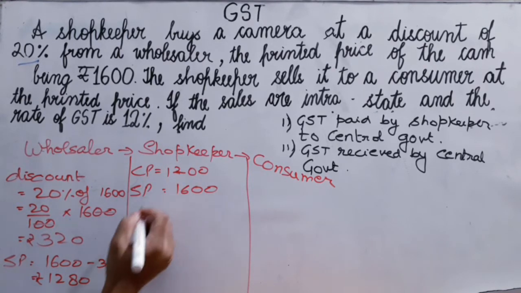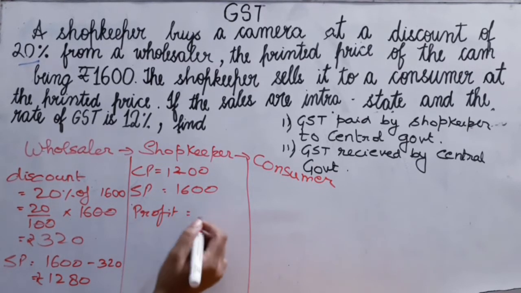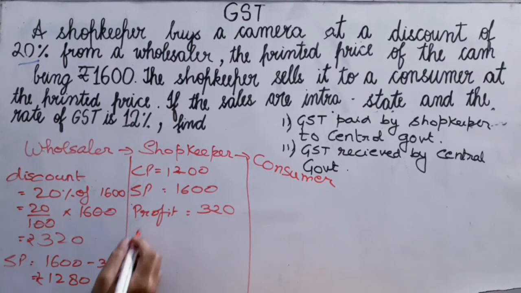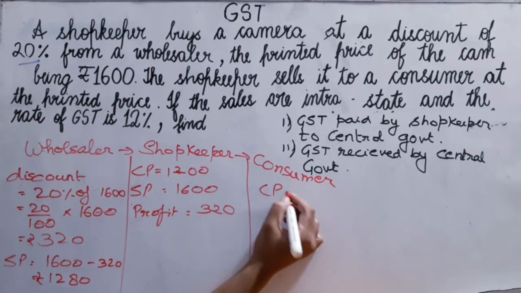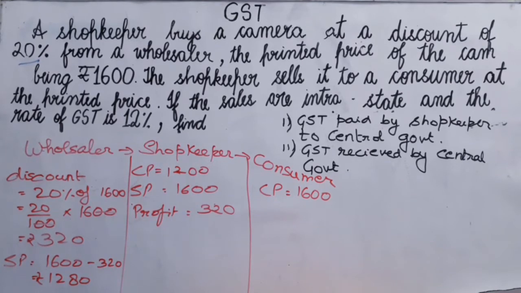Now, it is given that the shopkeeper is selling it at 1,600. So, subtracting SP minus CP will give you the profit. From here I can calculate the profit is rupees 320. Whatever the selling price is here, that will be the cost price for the consumer. So, the cost price for the consumer will be 1,600.